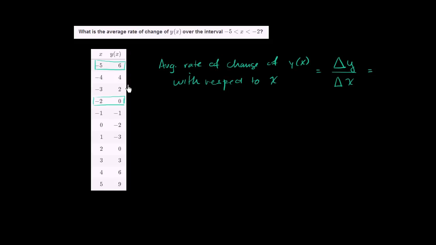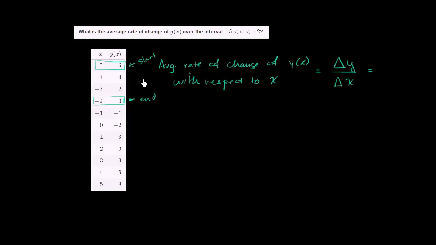So how much did y change over this interval? So y went from a 6 to a 0. We can view this as our end point right over here, and this is our start. We could have done it the other way around and we would get a consistent result. But since this is higher up on the list, let's call this the start, where x is a lower value, and this is our end.